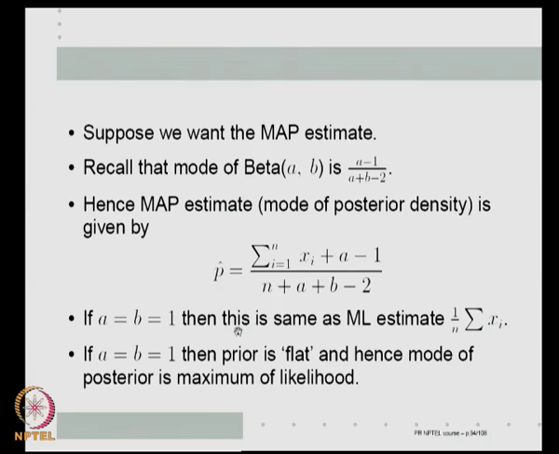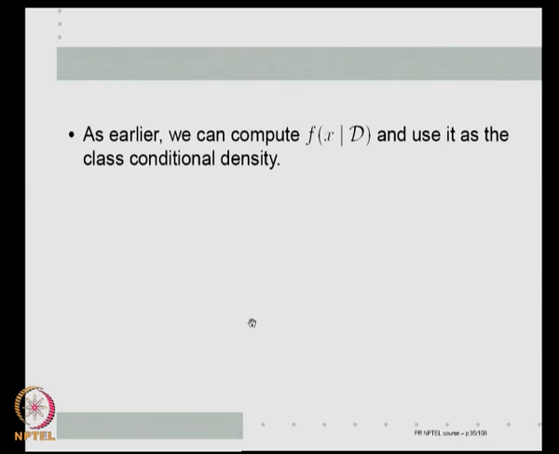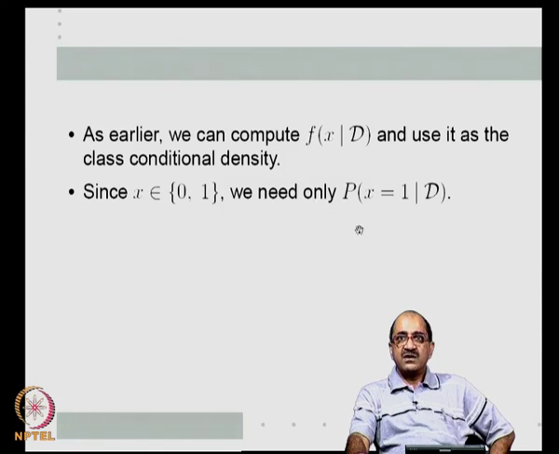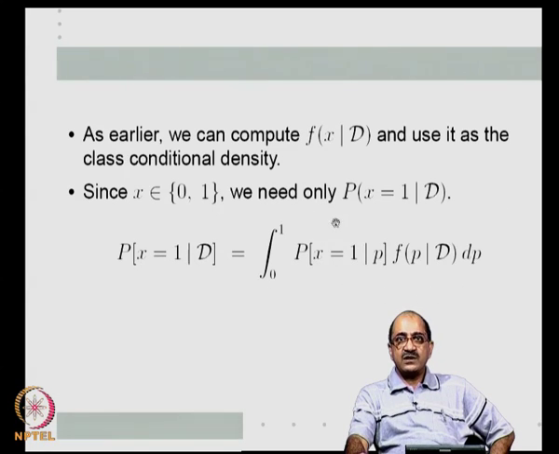This is what the MAP estimate would have been. Now, let us ask what it would be if we calculate f of x given d, as we did last time. Now, this x is a binary random variable. So, x takes only values 0 and 1, which means this is basically a mass function and there are only two values for it, f of 1 given d and f of 0 given d. Let us write that as probability x equal to 1 given d and probability x equal to 0 given d. They sum to 1. So, I need only one of them. To calculate f of x given d, I only need to calculate p of x equal to 1 given d. That is once again given by the integral from 0 to 1 of p of x equal to 1 given p, times f of p given d, which is the posterior, integrated over p.